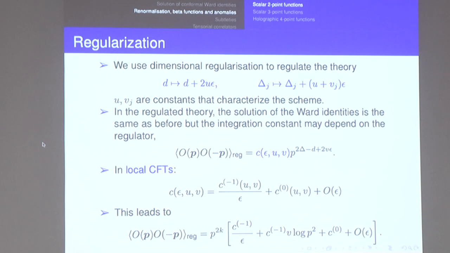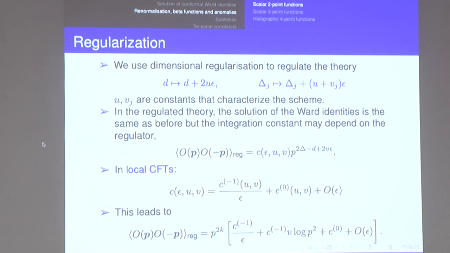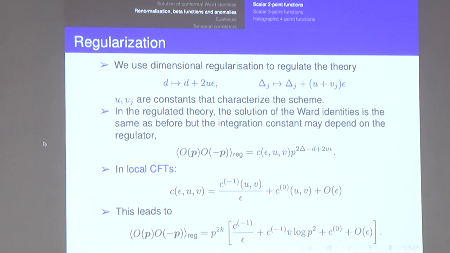Well, this coefficient, as you will see in a moment, is scheme independent. So how do we deal with this? Okay, we need... But C minus 1 depends on U and V. Yes, but without knowing exactly how it depends, you wouldn't know.